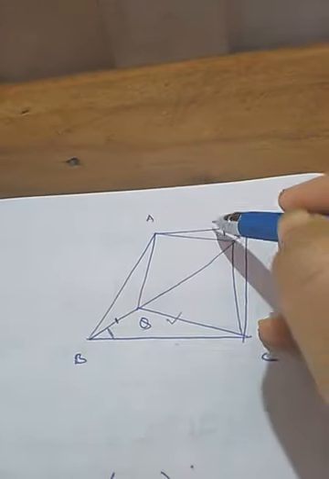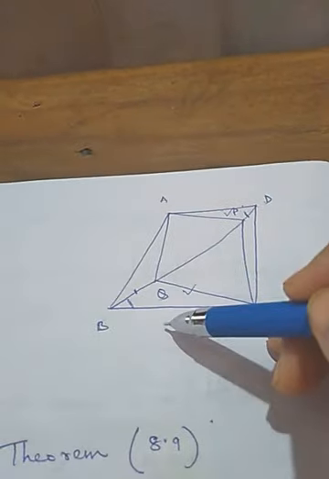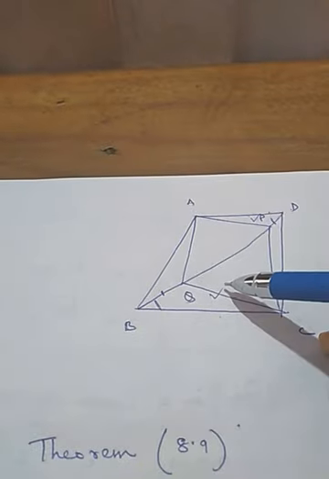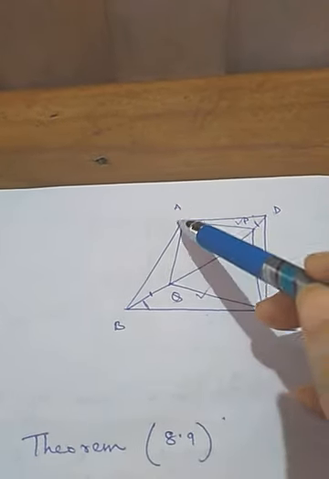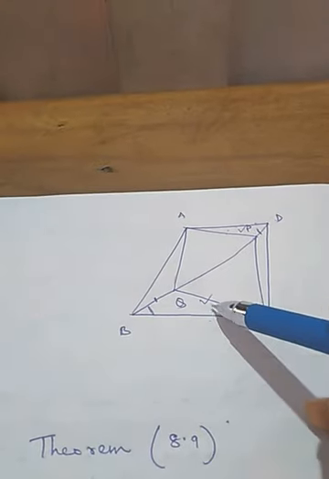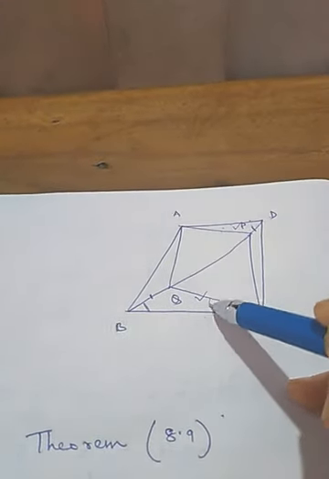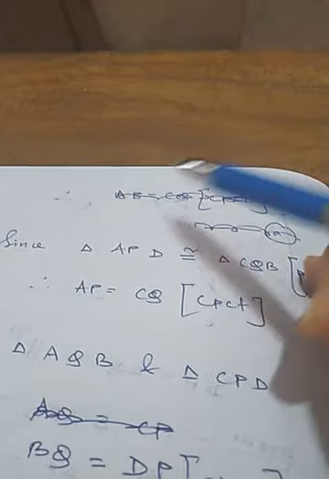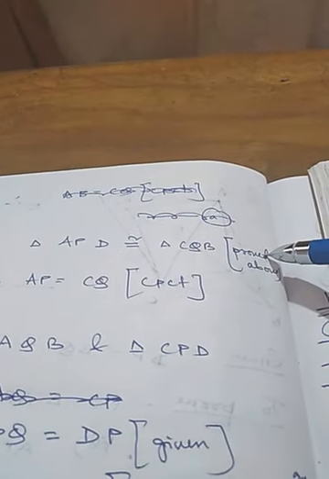Okay, now next, given AP equals CQ. Since we have already proved these two triangles are congruent, therefore we can write, with the help of CPCT, AP means this side, AP equals CQ. Here it is written, since these two triangles are congruent, already proved, therefore these two sides are equal. Now question number 2 finished.